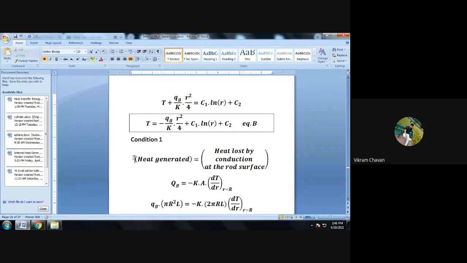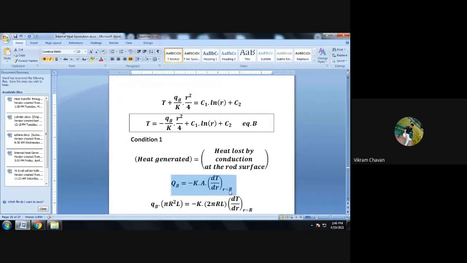Therefore capital Q suffix G is equal to minus K multiplied by A multiplied by dt divided by dr, or differentiation of T with respect to r, when r is equal to capital R. So you have to write in the suffix r is equal to capital R.